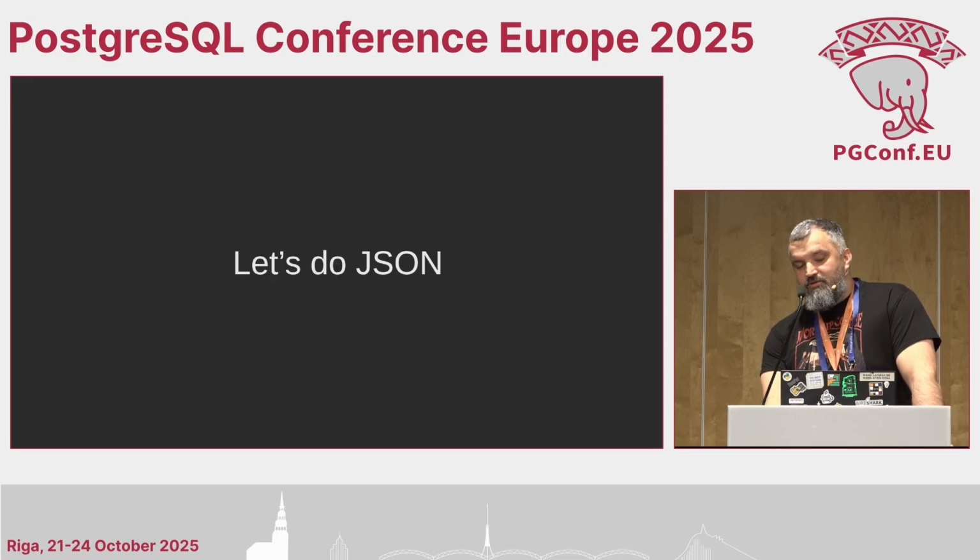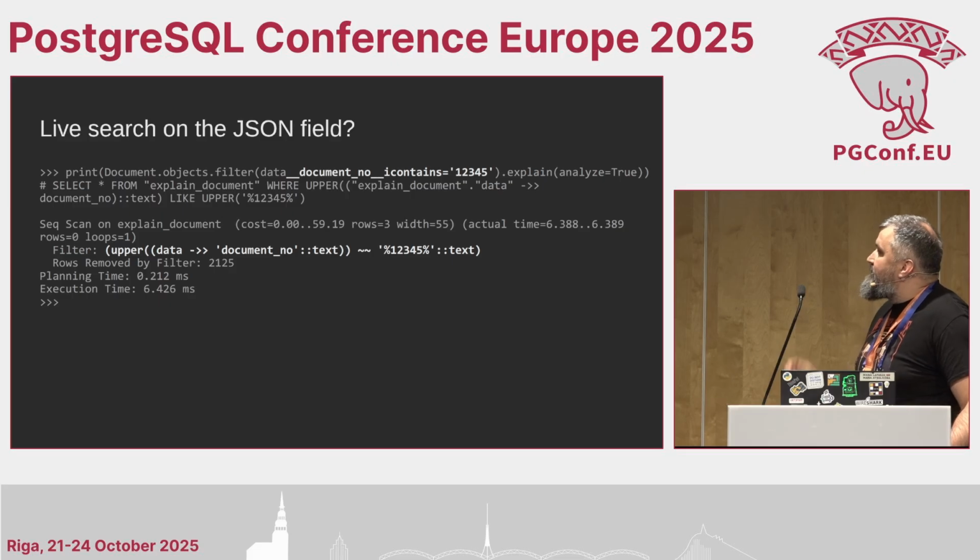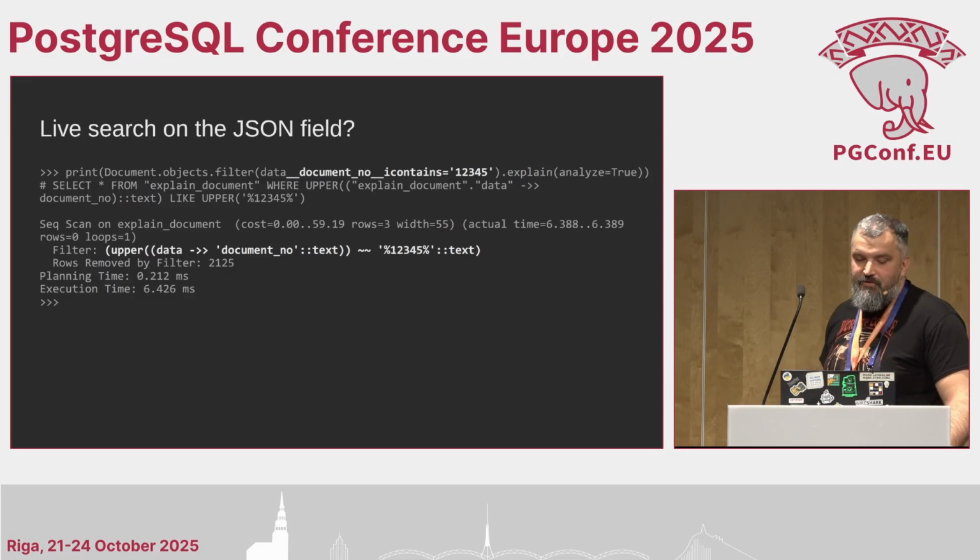So let's do some JSON. I had a JSON document. A convenient way in Django is that you can just pretend that it's structured data. So you can type data, document number, contains something. It gets translated to a query again, because it's icontains, so it's case-insensitive. It looks up the JSON field from the data column, looks for the field named document number, and then looks for the string. And of course, there's no such index yet for this column, so let's create the index with Django.